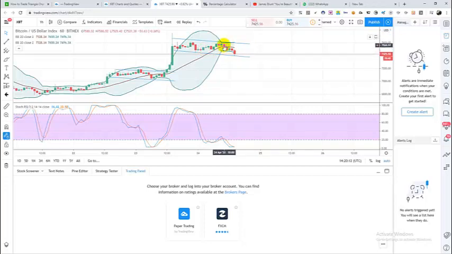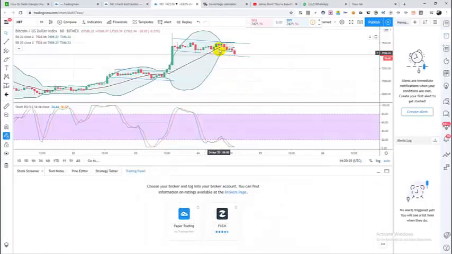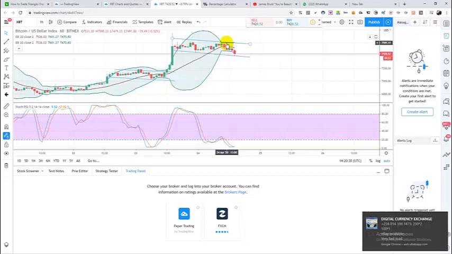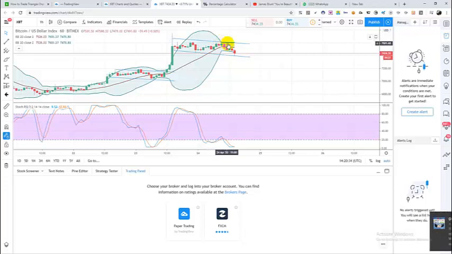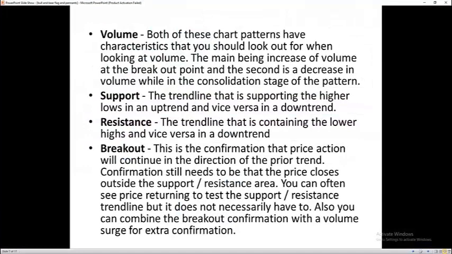We say that one of the confirmations is that the support, when it's an uptrend, must be making a higher low. Now this is the first high here. The first high here was at 7,614. The next high here came down to 7,600 or thereabout. So it means it made a lower high, a lower high, a lower high. Look at it here, under resistance.